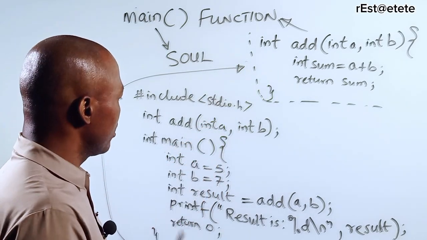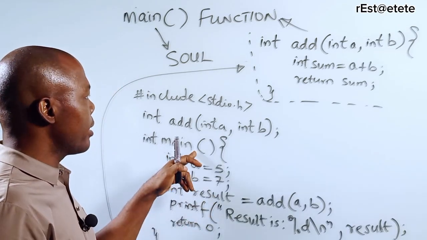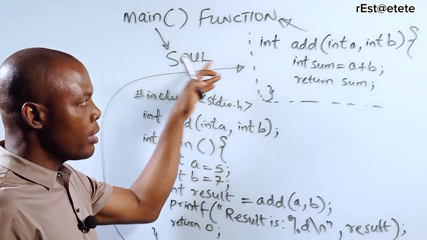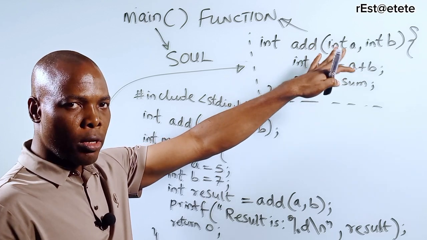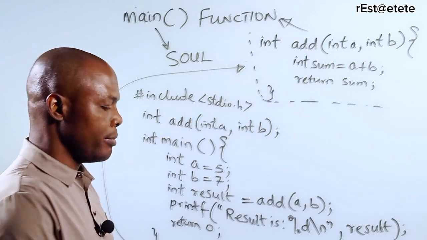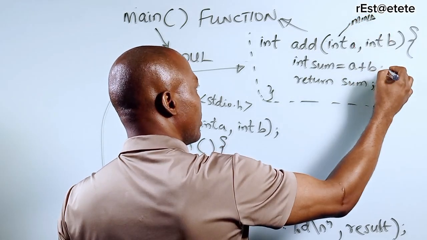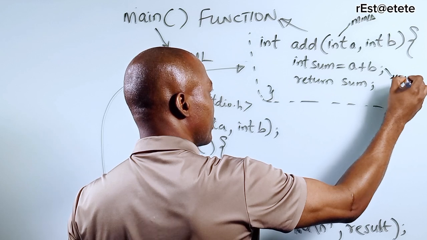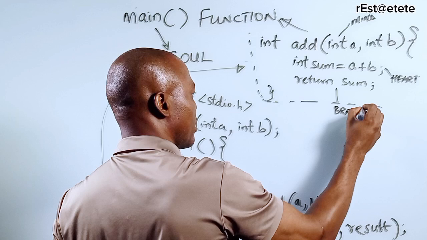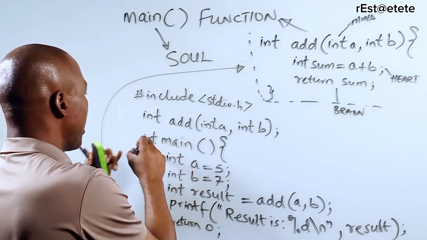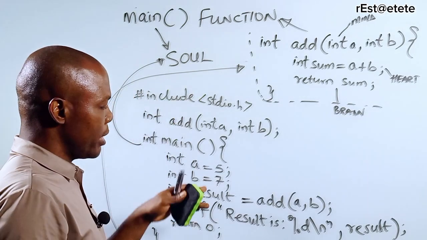Now let me explain. So this is my main function, which is actually the class I'm teaching today. This main function represents the soul. Now I've created this function, which is what? I have the intention of adding two numbers. This I have created, which is the mind. So I now have here the mind. Here I told you the heart. And then here is the brain, right? And this main is now what? The soul. So this is where everything takes place.